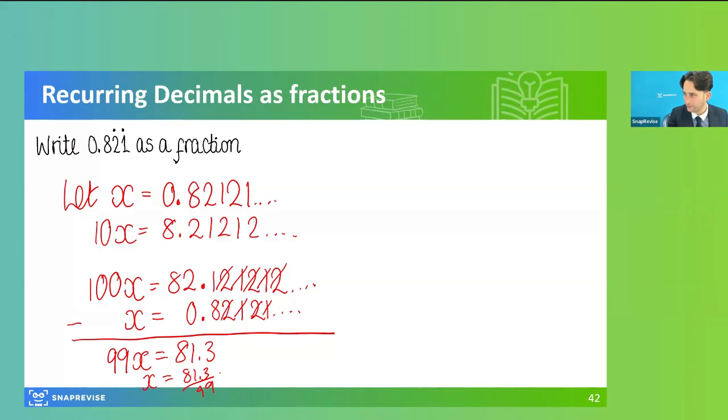We don't want to leave a fraction with a decimal in it. So we can write that as 813 over 990 and then simplify that down. Okay. So the point is getting the infinite messy bit to line up. I'm just looking at the free SF.